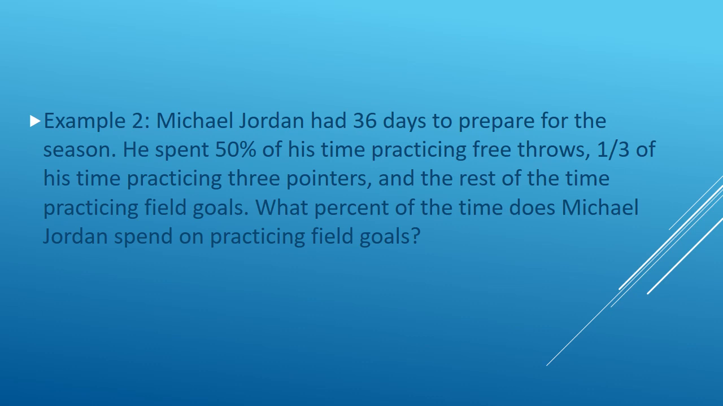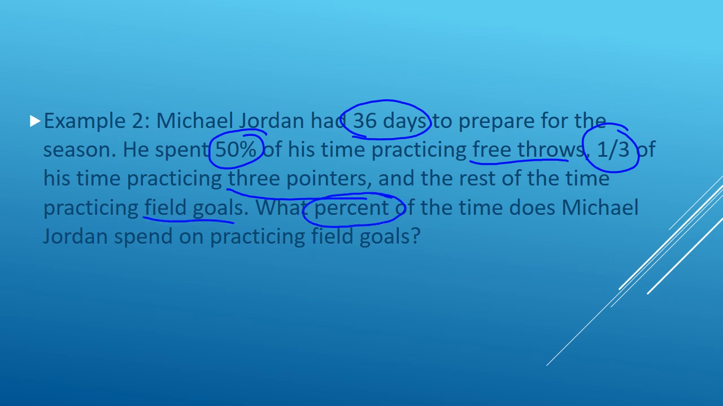Example 2. Michael Jordan had 36 days to prepare for the season. He spent 50% of his time practicing free throws, 1/3 of his time practicing three-pointers, and the rest of his time practicing field goals. What percent of the time does Michael Jordan spend on field goals? I'm going to show you how to solve this problem using multiplication.